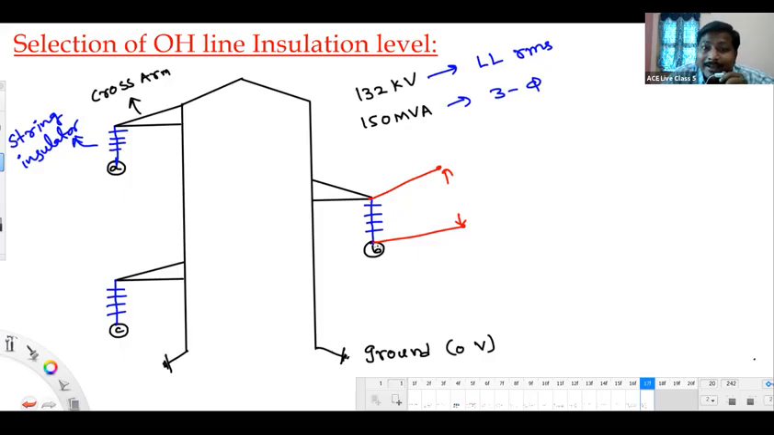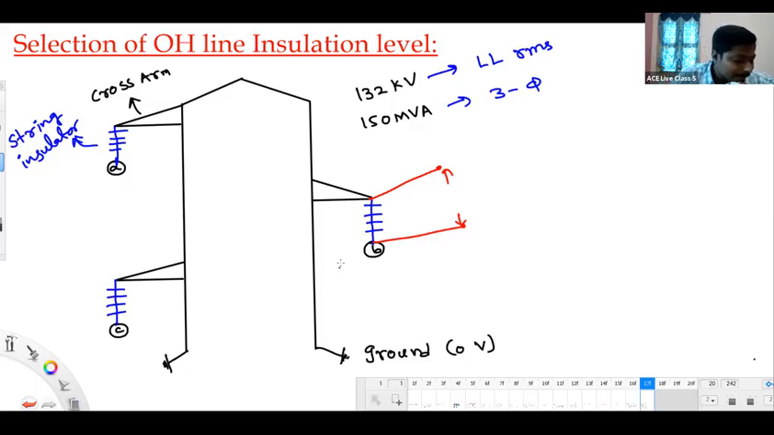Insulator is connected between conductor and ground. So conductor and tower, and the tower is connected to ground. Else I can say the conductor is connected to ground through two bodies. One is an insulator, the next one is a tower.